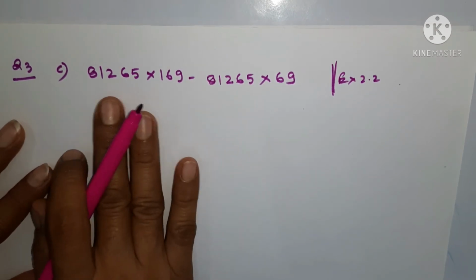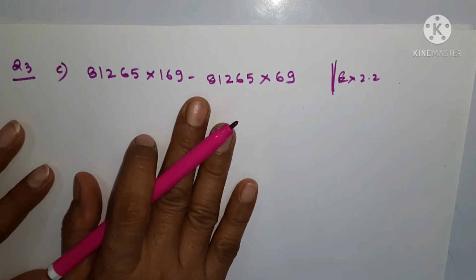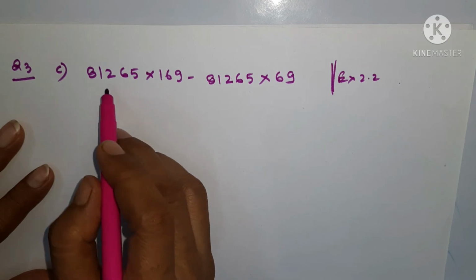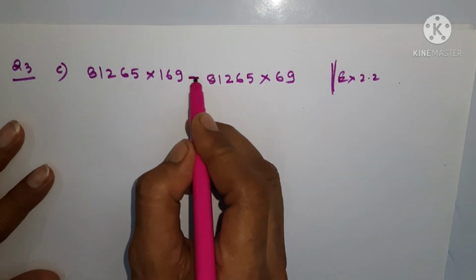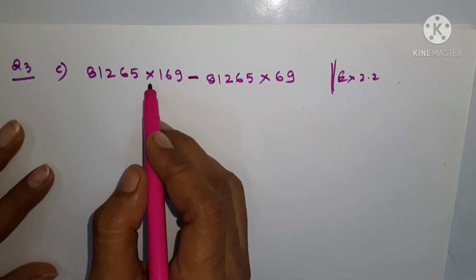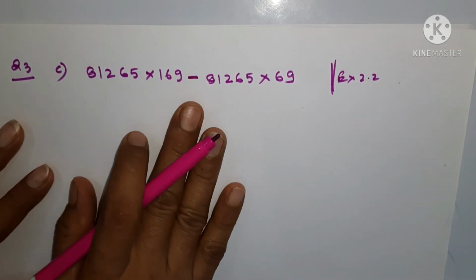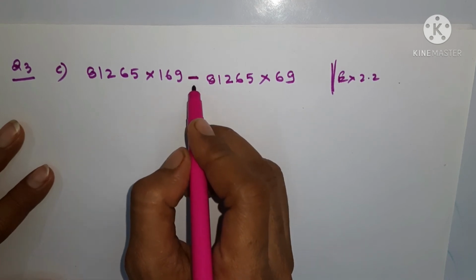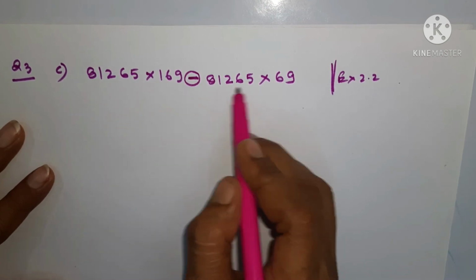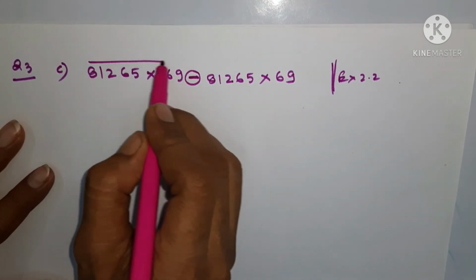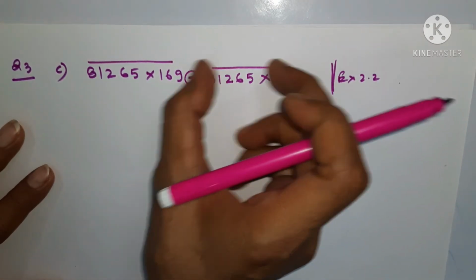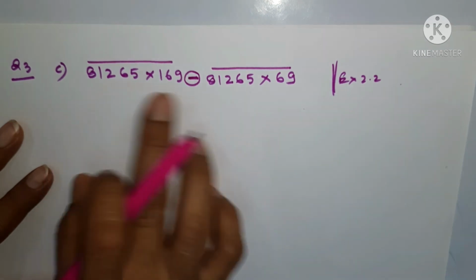Since this type of question is there, you have to choose which property to apply first. You can see that you have two parts in it. There is one minus sign in between and there are multiplication signs in between. If we check the numbers from this sign, we have two groups here. This is one group and this is another group. So club them, just put the bars over them. Okay, you have two groups.